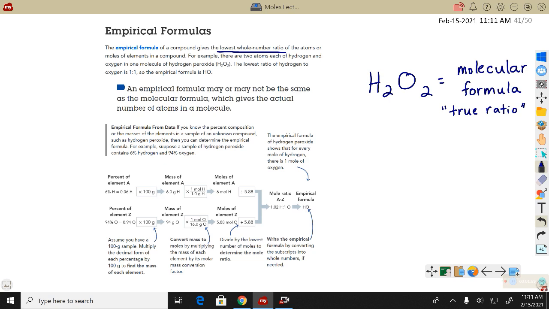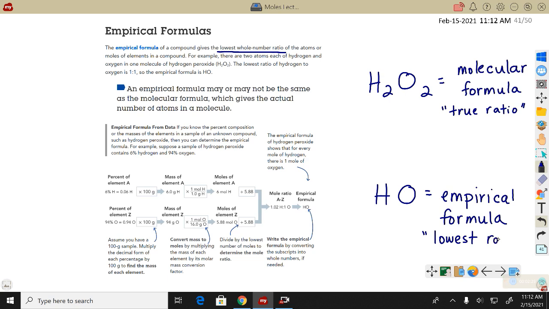An empirical formula is the simplest or the lowest whole number ratio. And so here, if I had a 2-to-2 ratio, I could simplify that to a ratio of 1-to-1. That would be called an empirical formula. And this would be like the lowest ratio, a whole number ratio, because we can't have half an atom or something like that. The lowest ratio of elements.